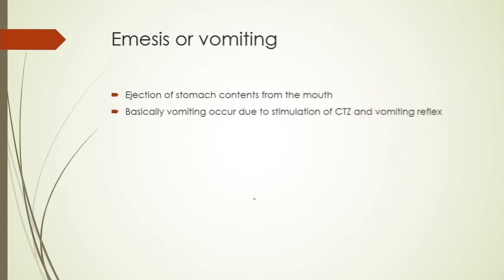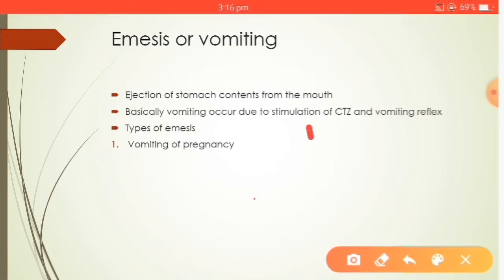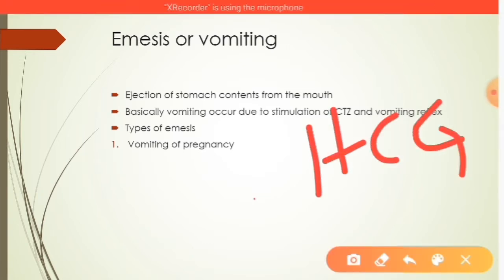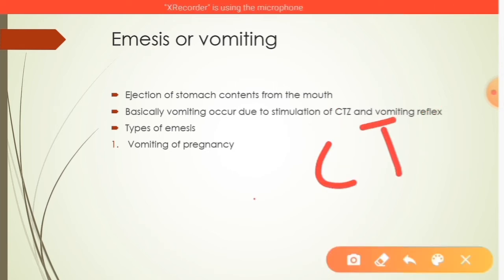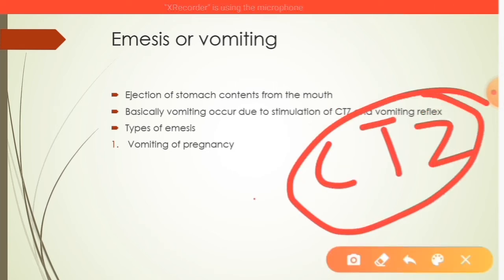Now we will study the types of vomiting. Basically, there are 6 types of vomiting. The first type of vomiting is vomiting of pregnancy. Vomiting of pregnancy occurs due to the placental hormones like progesterone and HCG, which is human chorionic gonadotropin, and this can stimulate the CTZ center in the brain, and when it is stimulated, it can start the vomiting reflex.